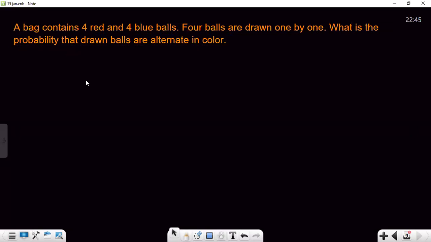So there has to be alternate in color. How many different colors do we have? Only two different colors are there, red and blue. And 4 balls are drawn. There has to be alternate in color. Okay, simple question. Let me set up. Give me a minute.